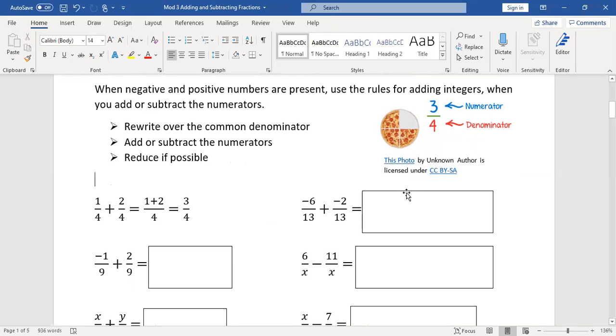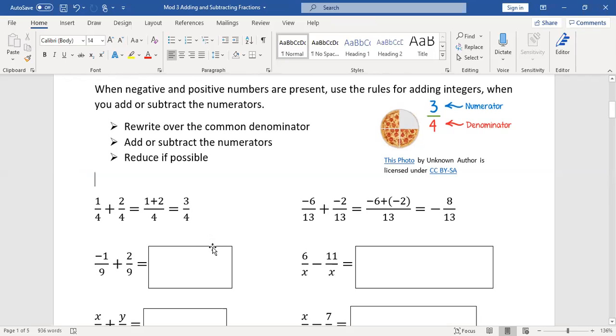My second example, they have a common denominator, so I rewrite it over the common denominator. -6 plus -2 over 13. By the rules of adding integers, they have the same sign, so I just add them together and keep the sign. 6 plus 2 is 8, so my answer is -8 over 13.